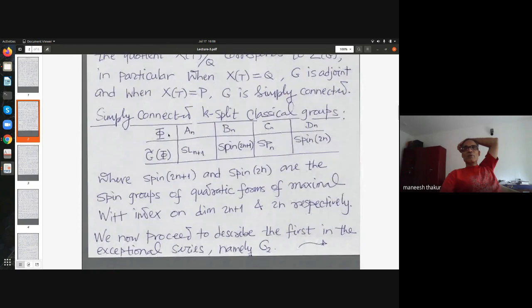So for example, when phi is classical, then these are the simply connected ones: SL_{n+1}, Spin_{2n+1} for B_n, Sp_{2n} for C_n, and Spin_{2n} for D_n, where these notations denote spin groups for quadratic forms of those dimensions of maximal Witt index. So any questions so far?